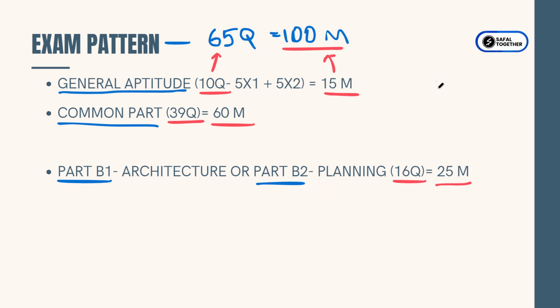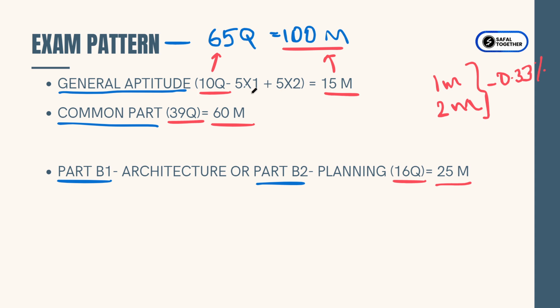In general, your GATE paper would have 1 mark questions and 2 mark questions. There is negative marking for certain sections, which is a minus of 0.33. So if it's a 1 mark question, the penalty is 33.33%, so you get minus 0.33. If it is 2 marks, it will be minus 0.66.